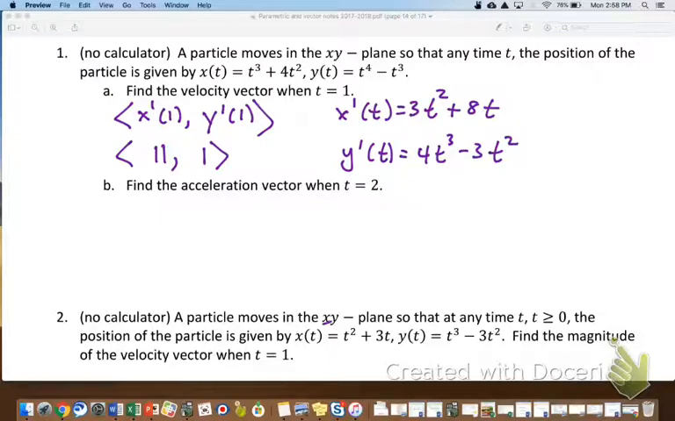That's just one more derivative. Yep, that'd be x double prime of 1, comma y double prime of 1. Oh, we're doing 2. I didn't even read that part. How about 2? There we go. You got a written question?